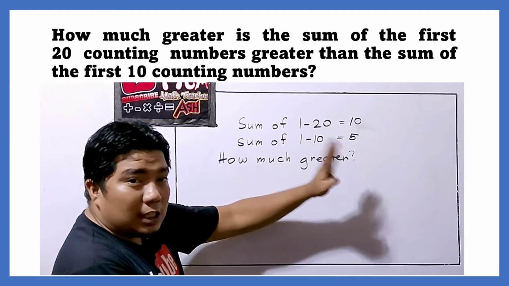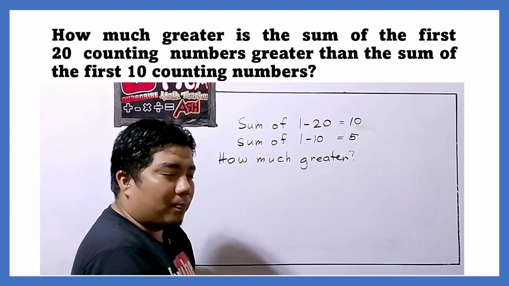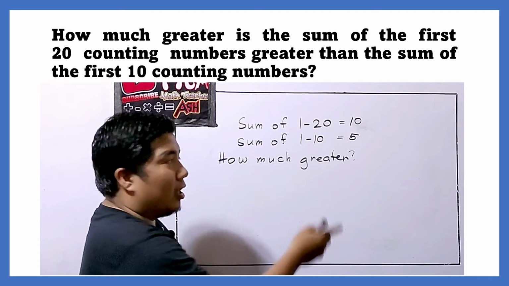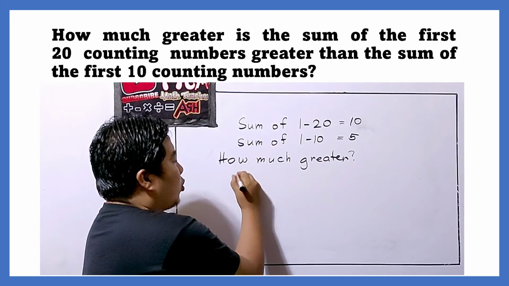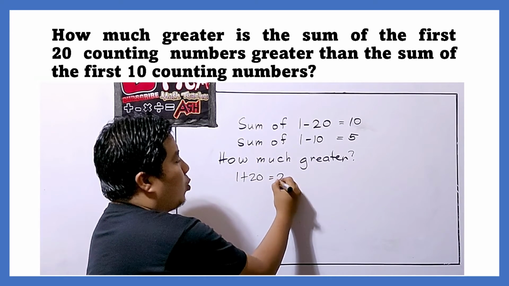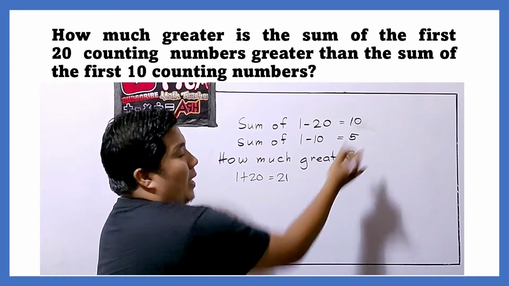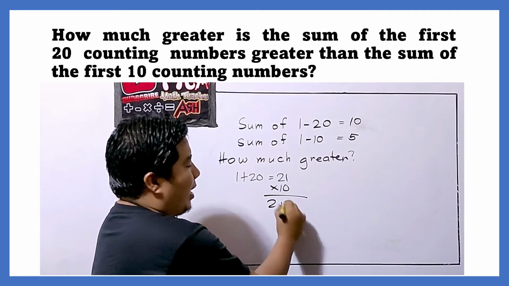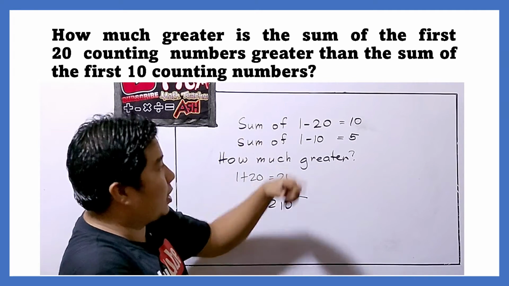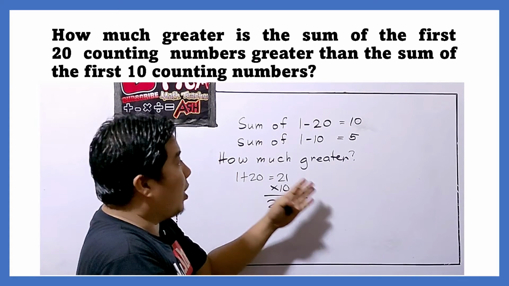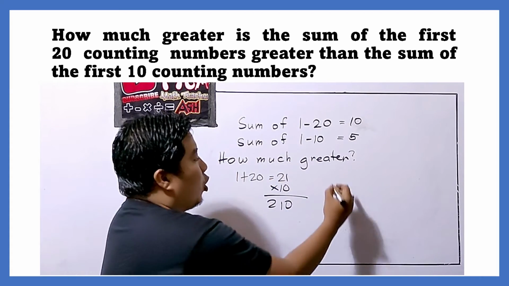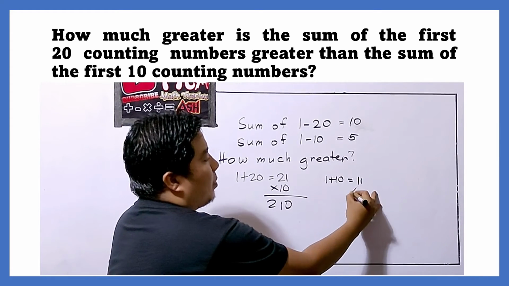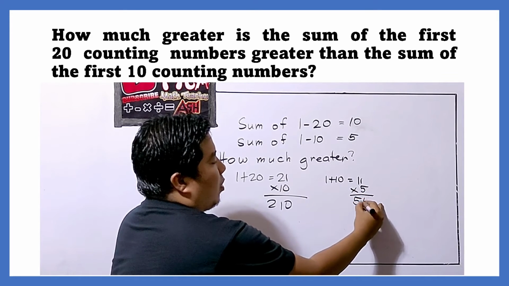Now, if you already have these pairs, what you need to do next is to add the first and last numbers. So, for 1 up to 20, the first is 1, the last is 20. So, 1 plus 20 will give you 21. Now, you multiply by the number of pairs and you will get 210. Therefore, this is the answer for the sum of 1 up to 20. Now, for the second one, you just need to add 1 and 10. So, 1 plus 10 is 11. You multiply by the number of pairs, and this will give you 55.